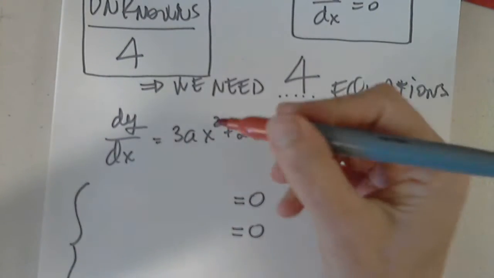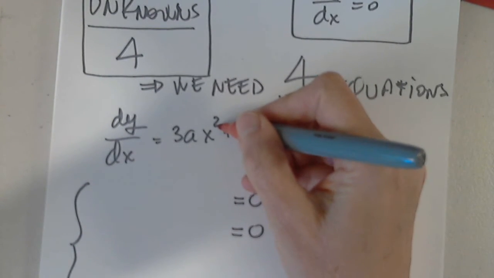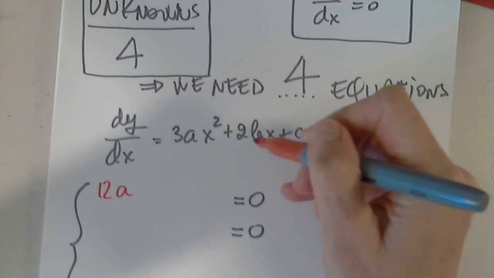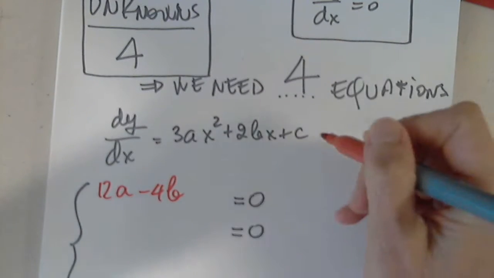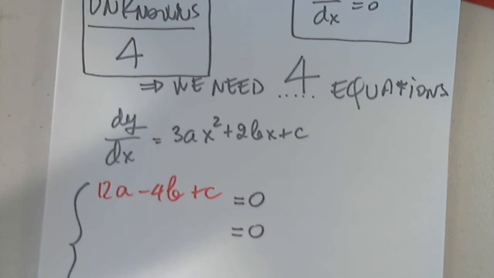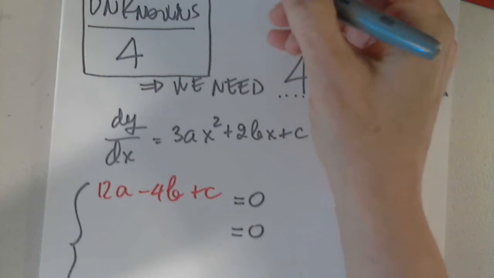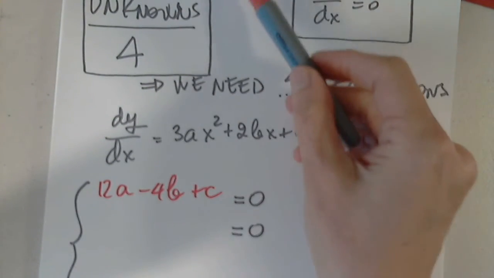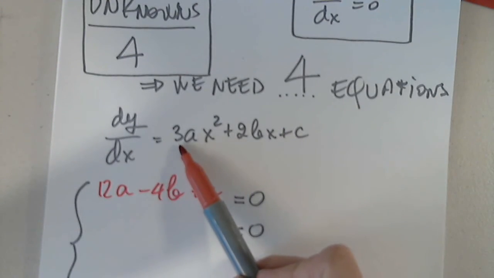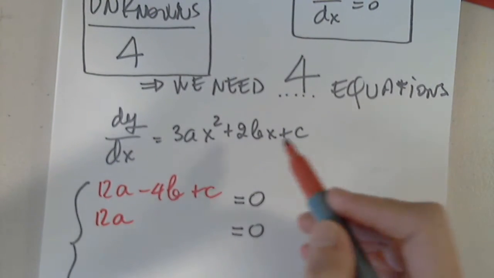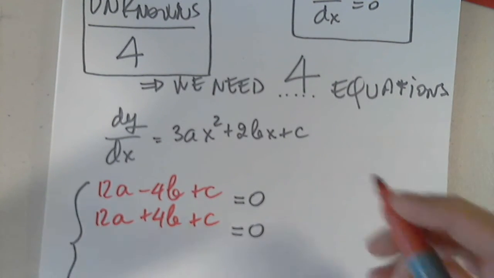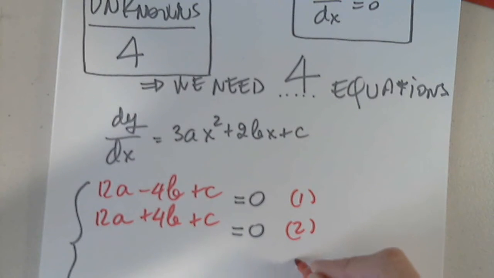Excellent. So negative 2 squared is 4. 4 times 3 is 12a. Negative 2 times 2 is minus 4b and plus c. Perfect. You said also plug in 2 because that's what I'm told. There is a horizontal tangent at these points. So 4 times 3 is still 12a, and then 2 times 2 will be positive 4b and plus c. So I have equation 1, I have equation 2, I need equation 3, I need equation 4.